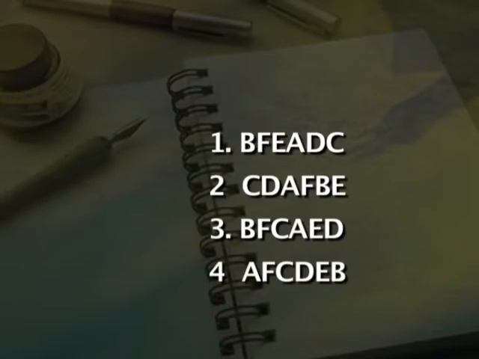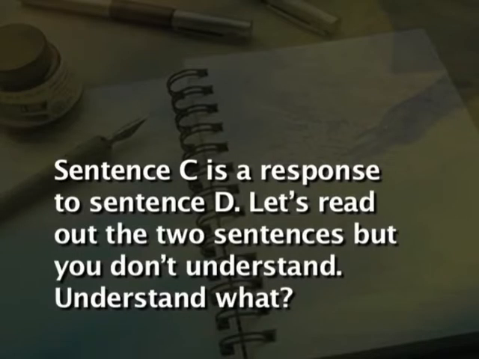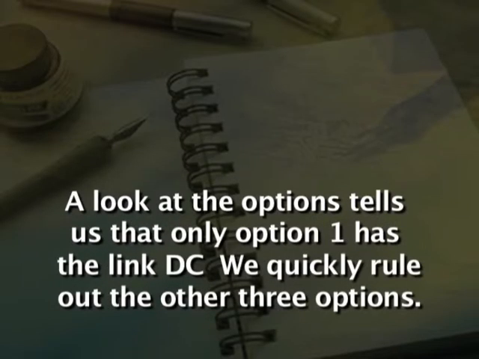There are again 4 options for this paragraph. We pick up the first link as we're reading the paragraph. Sentence C is a response to sentence D. Let's read out the 2 sentences. But you don't understand. Understand what? A look at the options tells us that only option 1 has the link DC. We quickly rule out the other 3 options. Let us read the paragraph in the order of the first option.